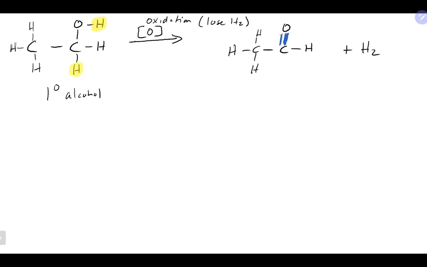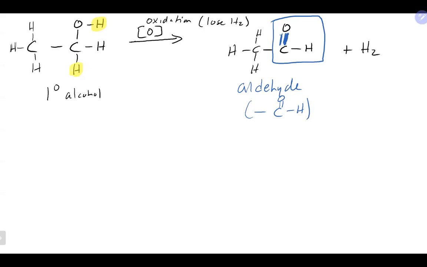And what we make here is a new organic molecule, which is known as an aldehyde. And an aldehyde has this functional group, the carbon-oxygen double bond, and the hydrogen. It is this guy at the end that makes that an aldehyde. So if you oxidize a primary alcohol, it will make an aldehyde as the result.